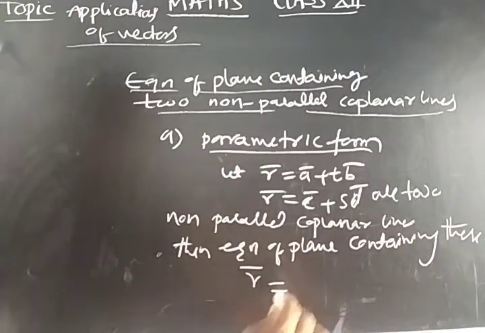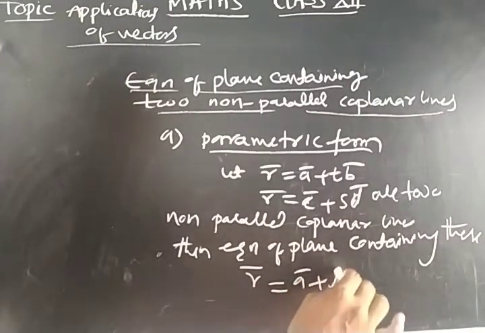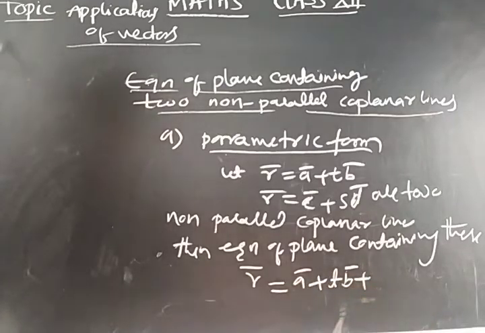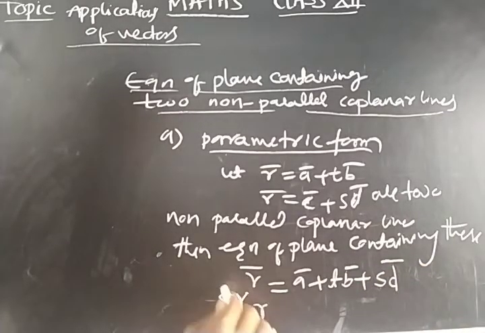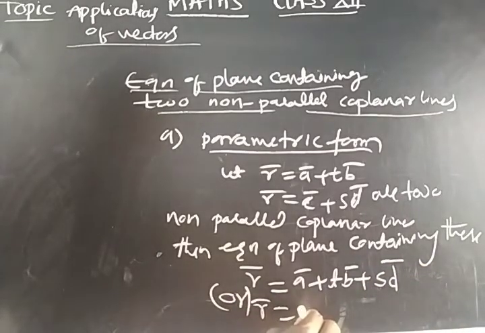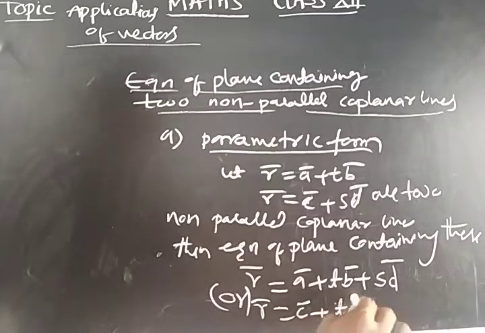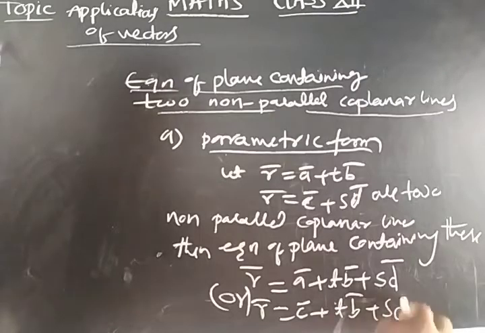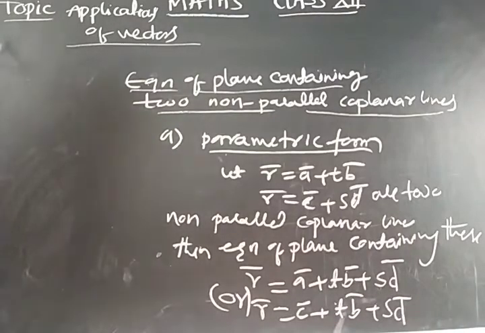R bar is equal to a bar plus t into b bar plus s into d bar, or you can write r bar equal to, in place of a bar you can take c bar also, c bar plus t into b bar plus s into d bar, which is the parametric form of the equation containing two non-parallel coplanar lines.